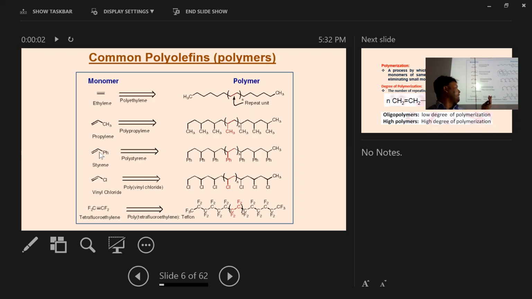Tetrafluoroethylene, polytetrafluoroethylene, Teflon. Maybe some of you are using the Teflon. So this Teflon can be prepared from tetrafluoroethylene. So if you have a polymer made of tetrafluoroethylene repeating units, then you can call it Teflon or PTFE, polytetrafluoroethylene.